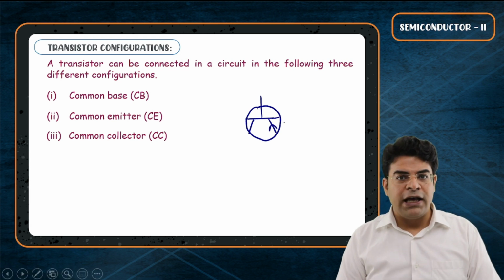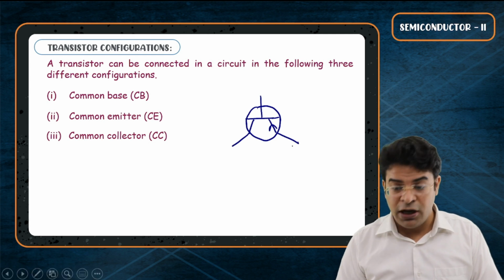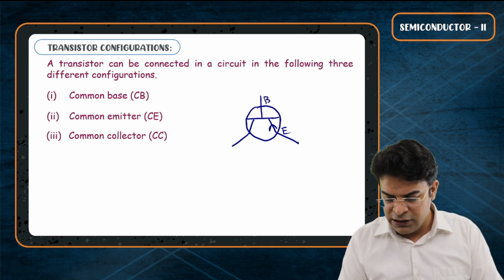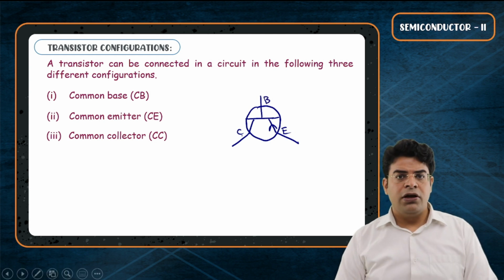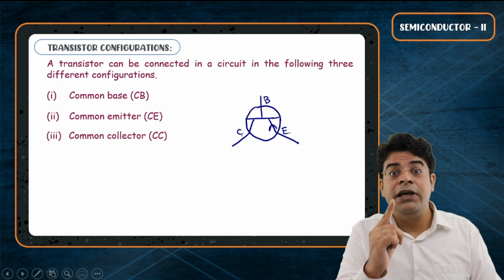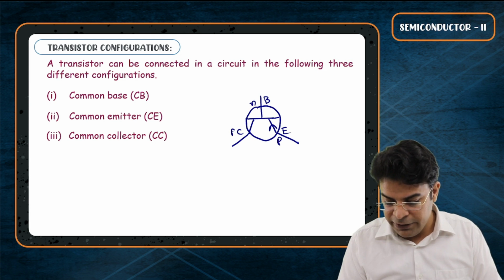Is this PNP or NPN? You will say, sir, the one on which current is marked, that is the emitter. The one sandwiched in between is the base, and the third one has to be the collector. If the current enters into the transistor, it is PNP. So this is, sir, PNP.